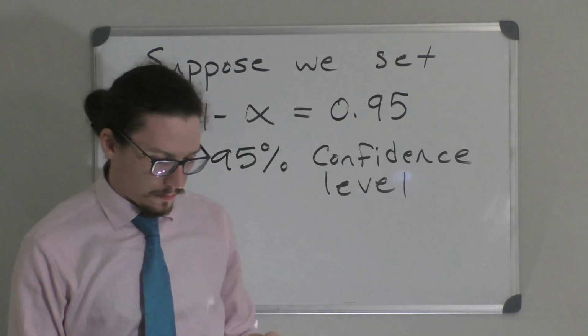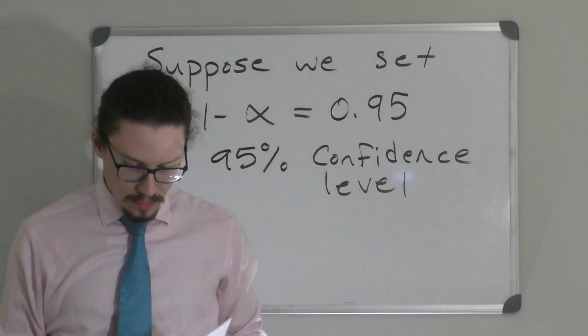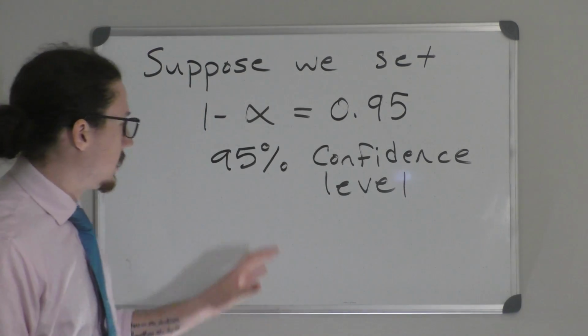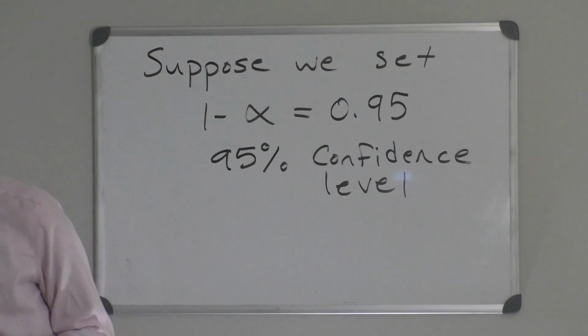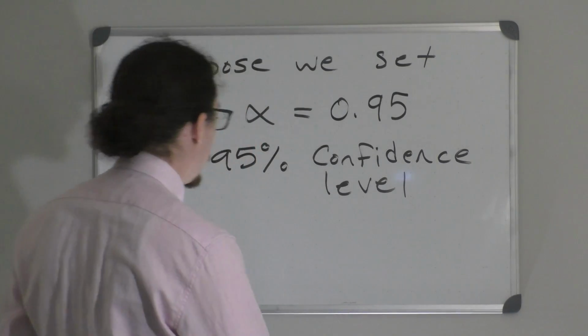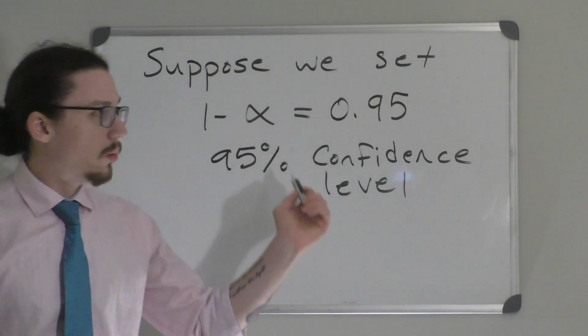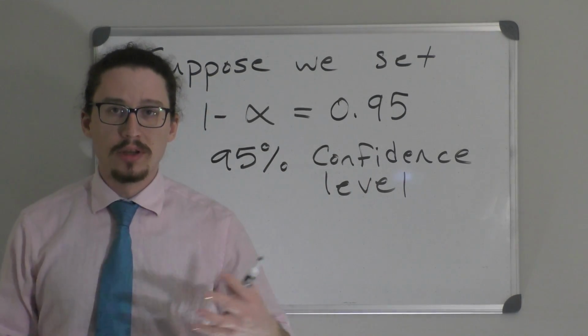So, if I get my pages, there we go. Right, and once we've got our alpha, then we can get that alpha divided by 2, or z alpha divided by 2. So we got a 95% confidence level. 1 minus alpha is 0.95.